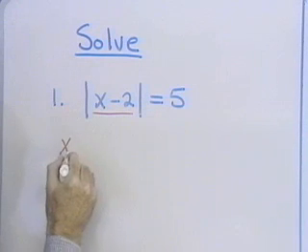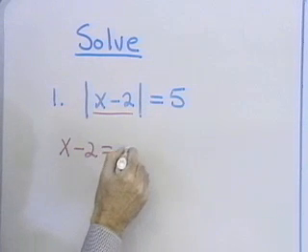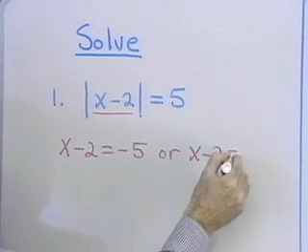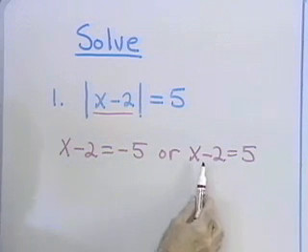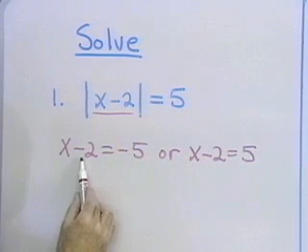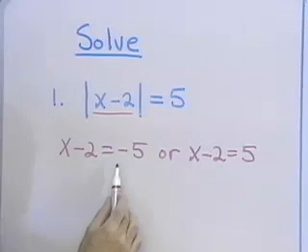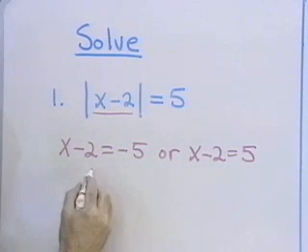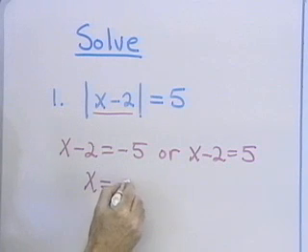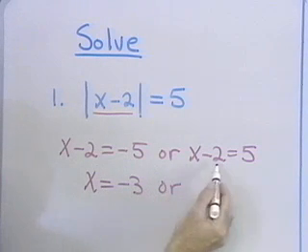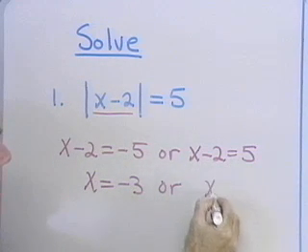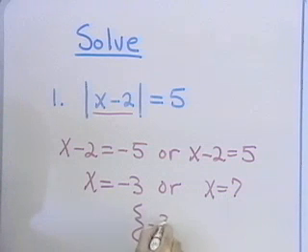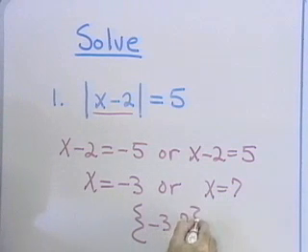So that means that x minus 2 must be equal to negative 5, or x minus 2 is equal to positive 5. In either case, the absolute value of x minus 2 turns out to be 5. So I get two separate equations to solve. I'll add 2 to both sides of this equation and get x is equal to negative 3. And I'll add 2 to both sides of this equation and get x is equal to 7. So our solution set for this equation is negative 3, 7.